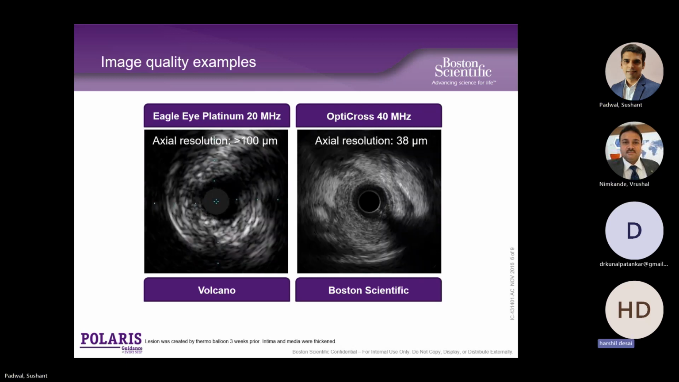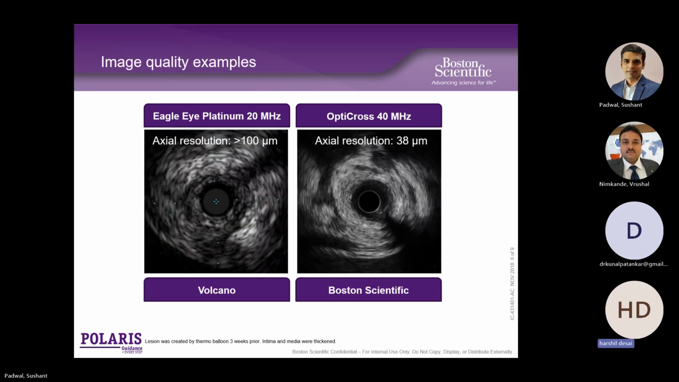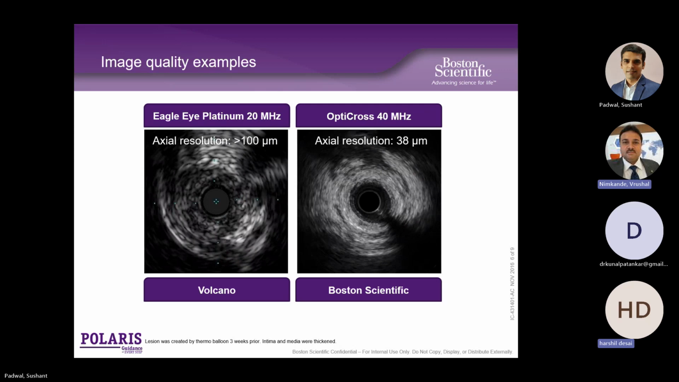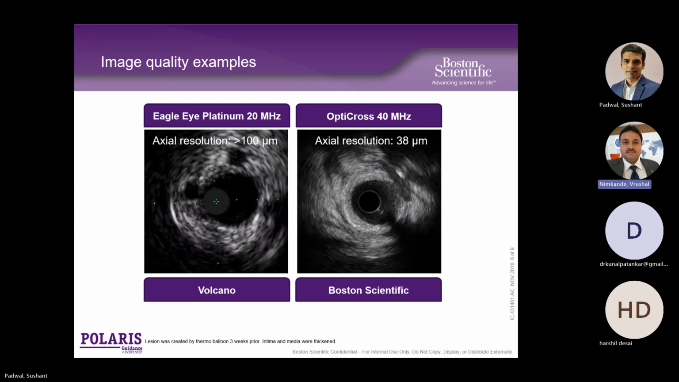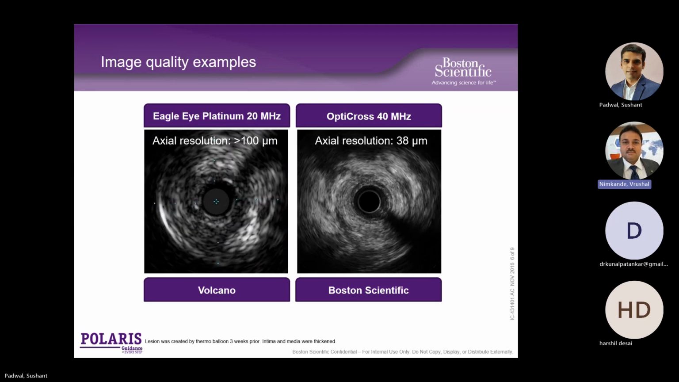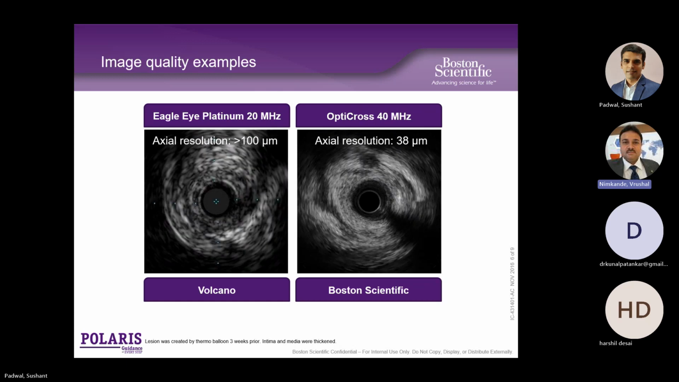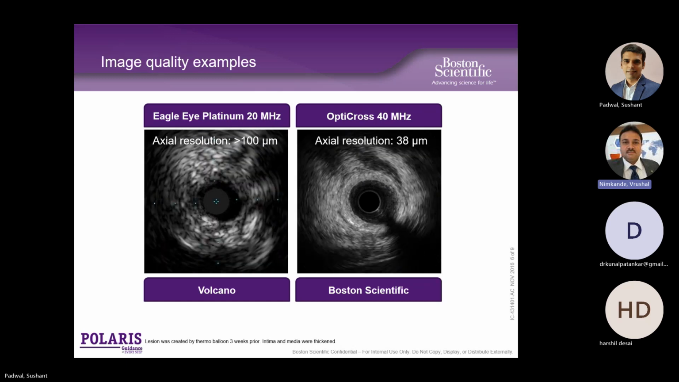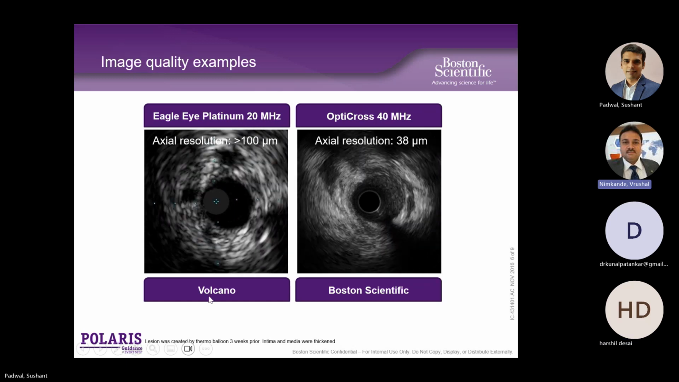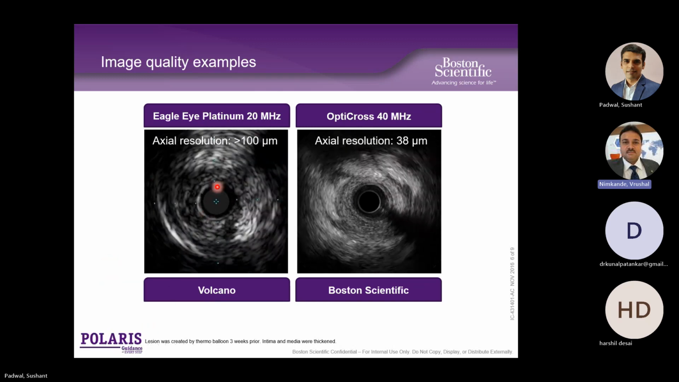In books we read about IVUS. There are two systems: one is solid state dynamic aperture, and the other is mechanical scanning. So which one do we use? The solid state is also called phased array technology. Phased array is the one seen on the left hand side in this picture. The Eagle Eye Platinum 20 megahertz is a solid state, or phased array, technology.